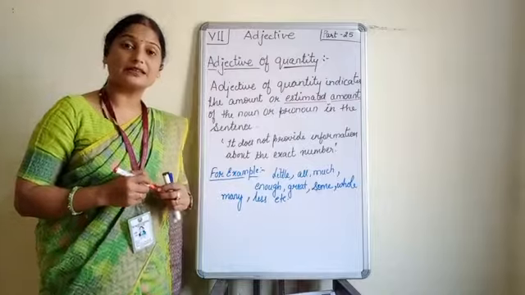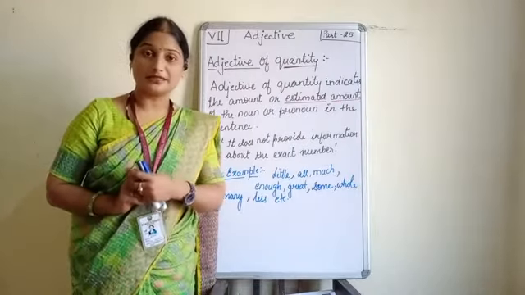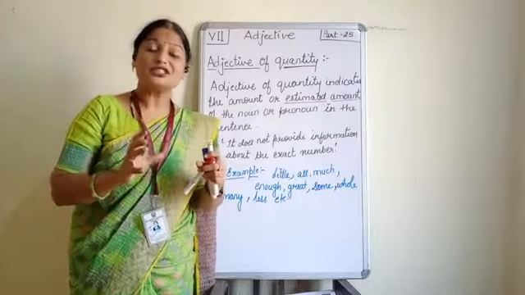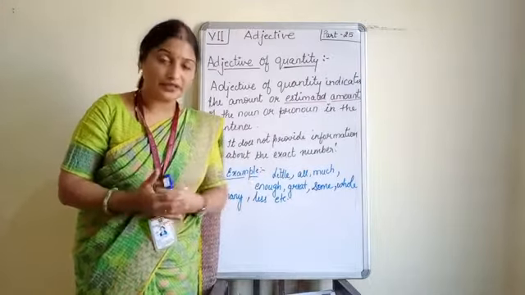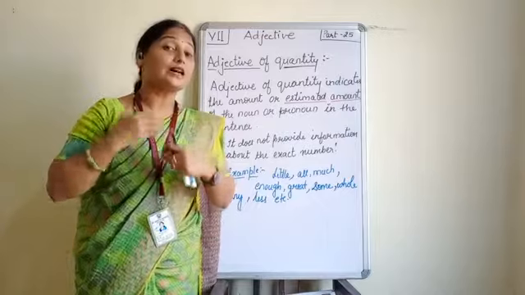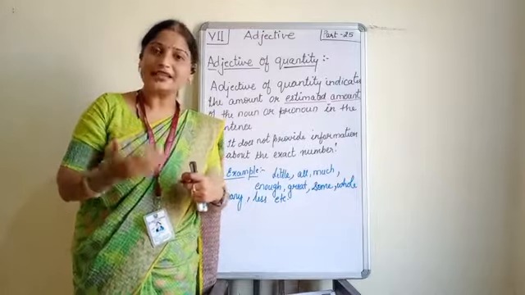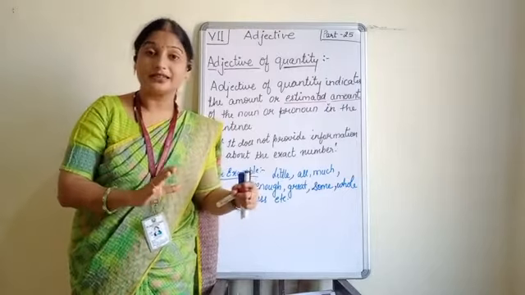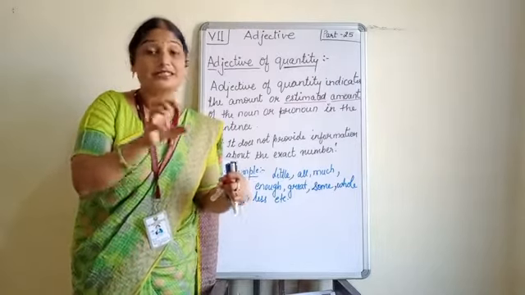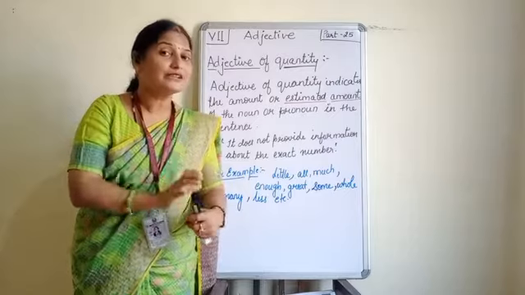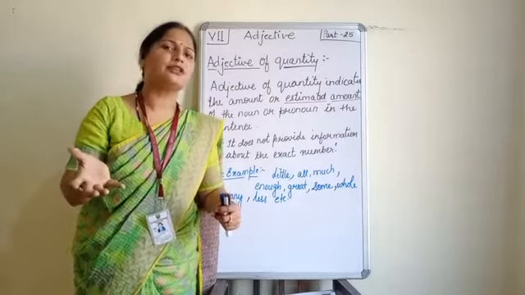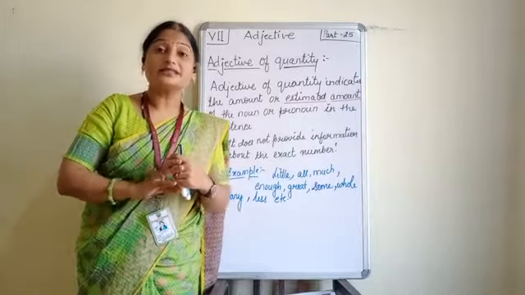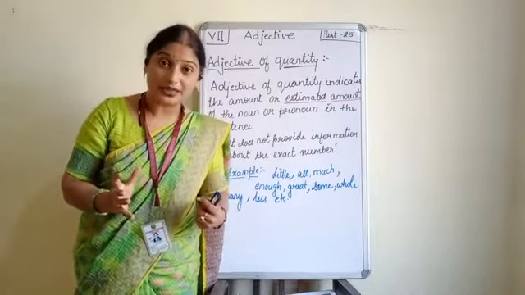Now see children, what is this estimated? Estimated means something which does not give us the exact figure, which we can assume, or we can say approximate. If something is not fixed, some number is not fixed, then we can simply say that it is an estimation. It is our assumption, or it is approximate quantity.